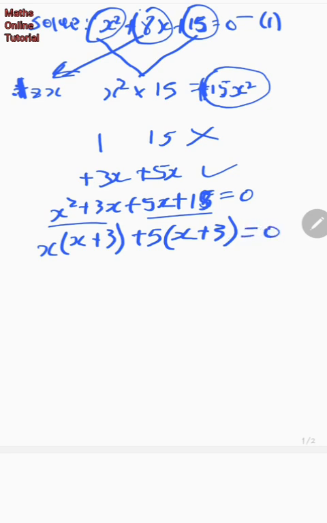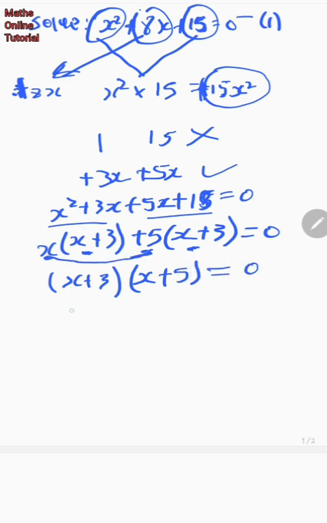You see we've been able to factorize the two groups. Now we have the same value inside the two brackets. So we just pick one of the brackets, which is x plus 3, and then the values outside the brackets, x for the first grouping and 5 for the second, go into the other bracket, which is x plus 5, equals 0. Next we take each bracket and equate it to 0. So we have x plus 3 equals 0, or x plus 5 equals 0.